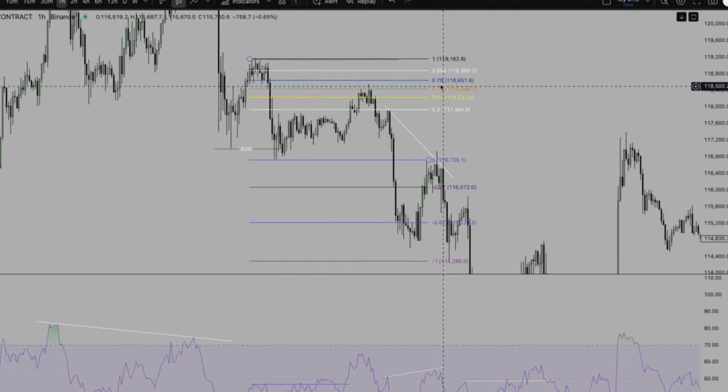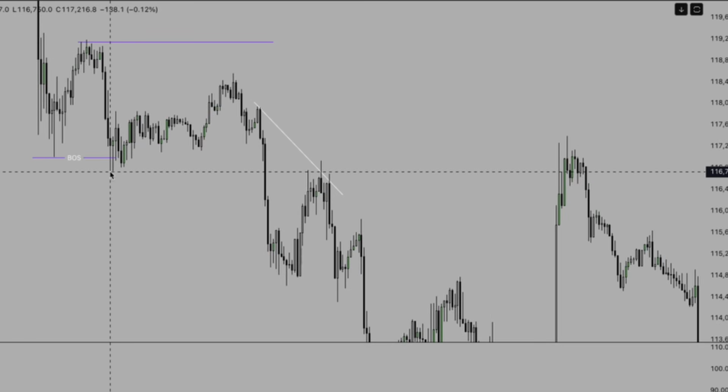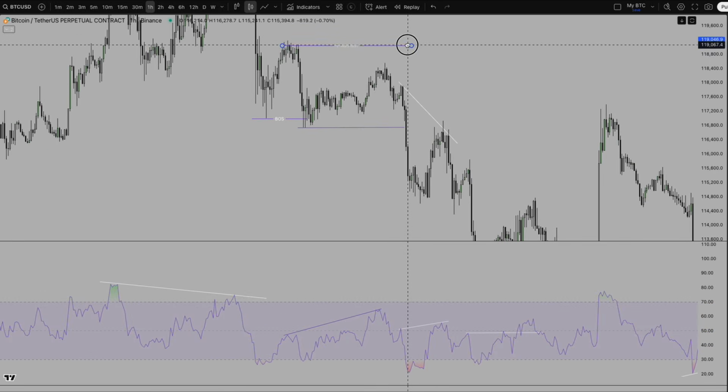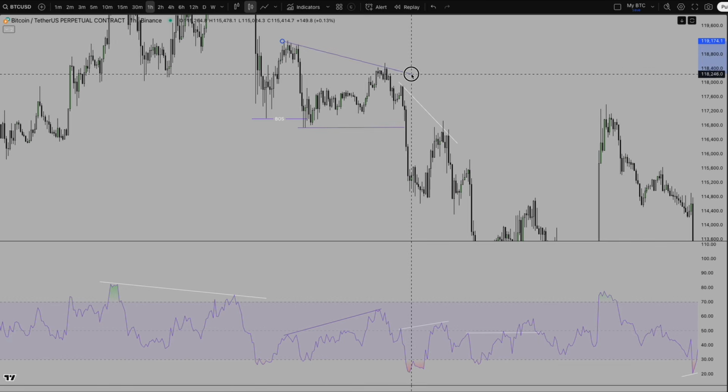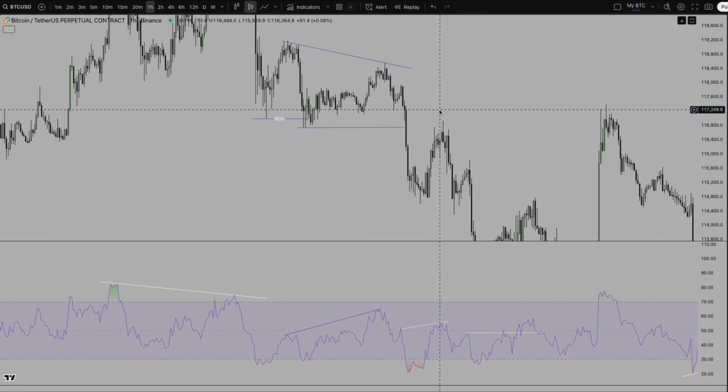Let's look at another one. So what do we have here? We have a break of structure again at this particular point. So this is our hidden divergence, this one, and so this one, and this is our hidden divergence. Okay, now let's look at another one.